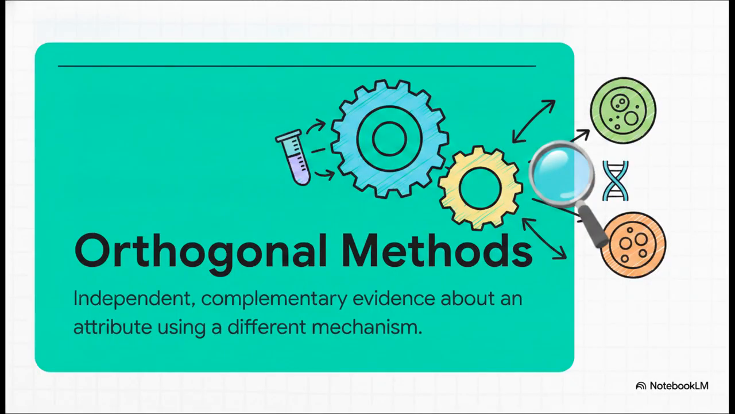Now, what's really interesting about this slide is how it solves these complex biological roadblocks. How do we actually guarantee potency when a single assay might be immature or just inherently limited by the complex nature of a living cell? We use orthogonal methods. Orthogonal methods provide independent, complementary evidence about a quality attribute, but they use a completely different mechanism to measure it. They are vital when a single primary method has known limitations. Think of it like this. If one test has a blind spot, the orthogonal test covers it from a totally different angle.